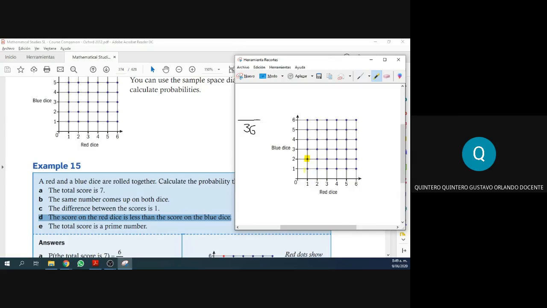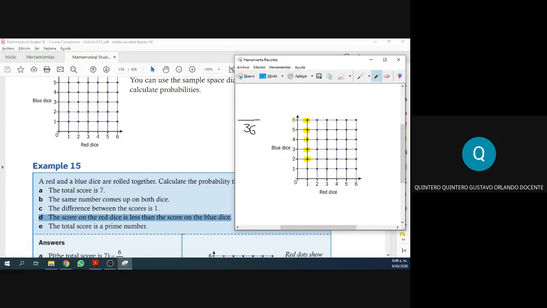Can we use this one? Can we use 1, 1? No, right? Why no, Gabby? Because they're the same number, not less. Beautiful. They are the same number, not less than, right? So we cannot use that one.